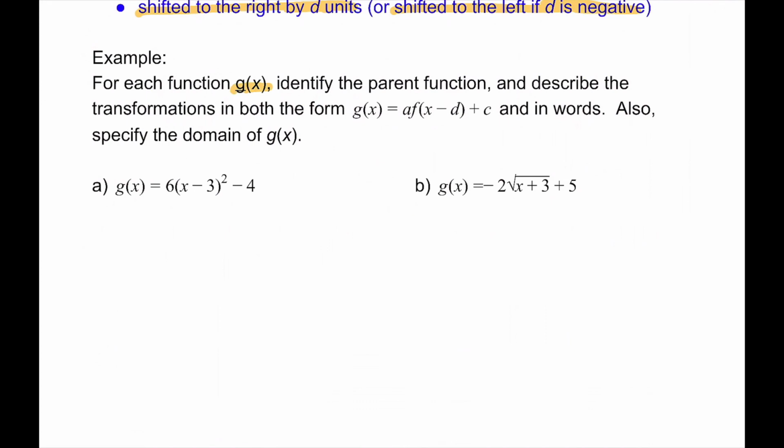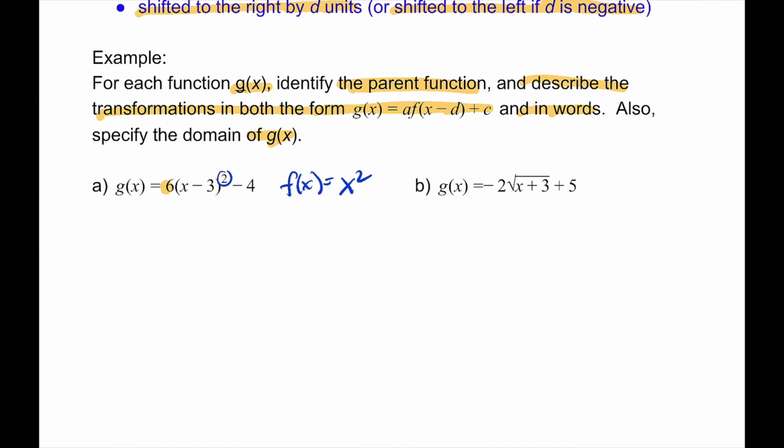So for each function g of x, we want to identify the parent function, and describe the transformations in both function form and in words. And here we're also going to try to specify the domain of g of x. So the first thing I like to do when we're given our function is sort of break it down. In other words, maybe the first thing is to identify the parent function so we can see what the different attributes are. So here f of x is actually my quadratic because we have a square there, so f of x is x squared.